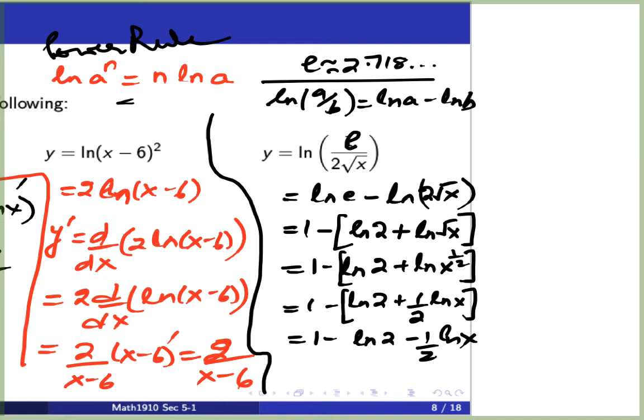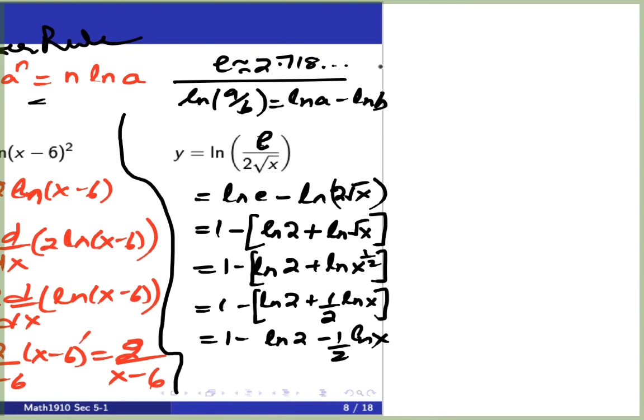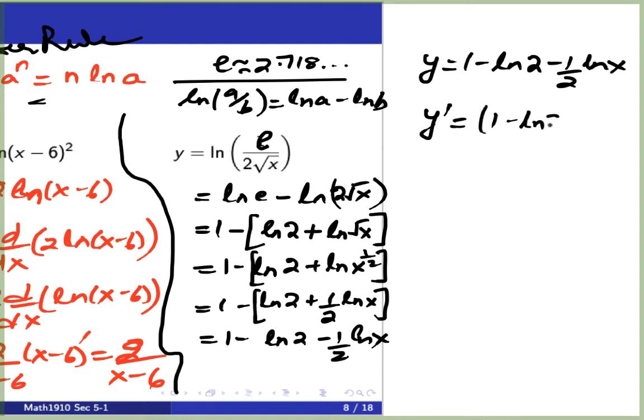So now we're going to do the differential. What we have is y equals 1 minus natural log of 2 minus half natural log of x. If I take the differential, y prime is basically the differential of all the terms inside.